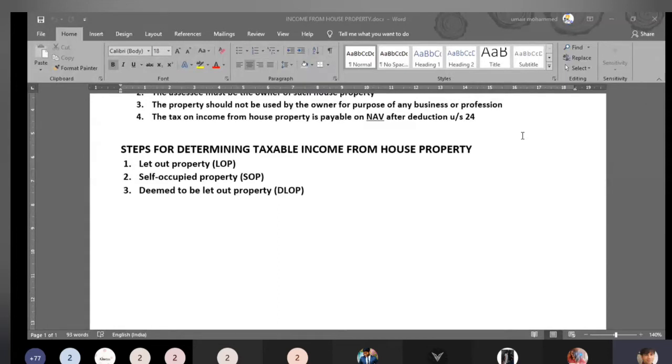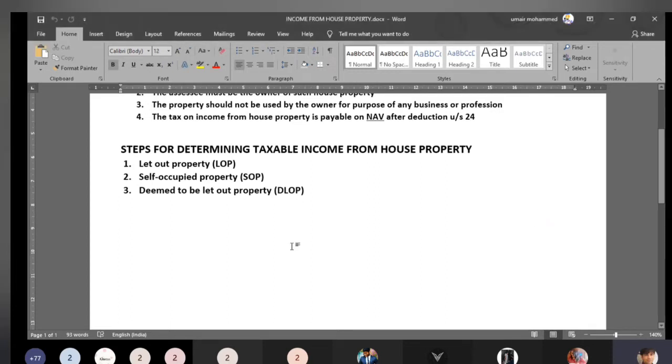Now, you're aware that you should calculate NAV, and the calculation of NAV slightly varies depending on whether the house property is a let out property or a self-occupied property. And the third category is called deemed to be let out property. So let's now go through the format of computing NAV, which is more or less the same for all three categories with minor differences.